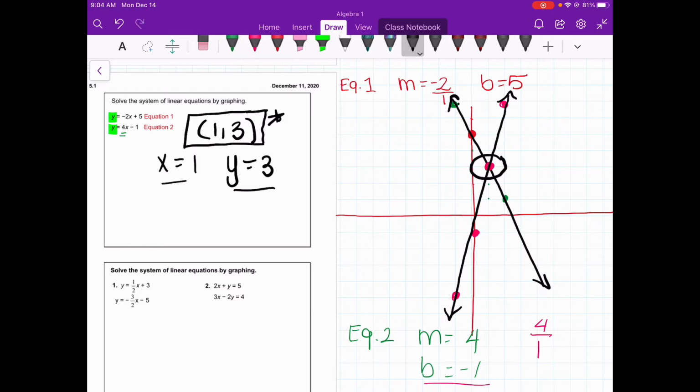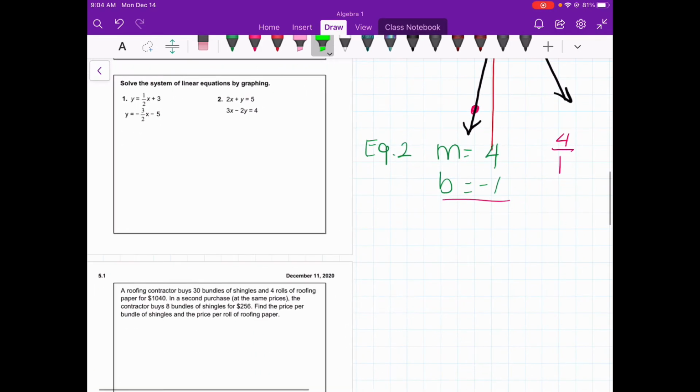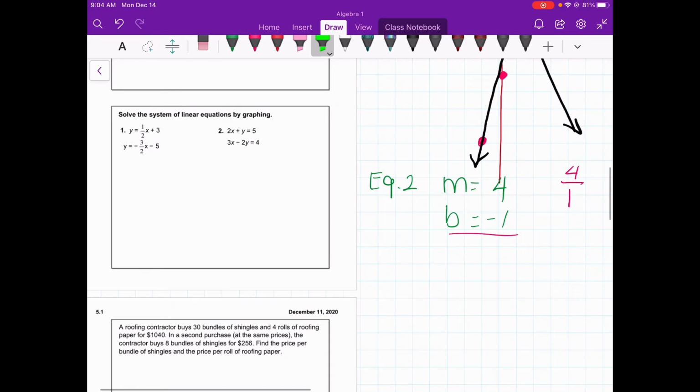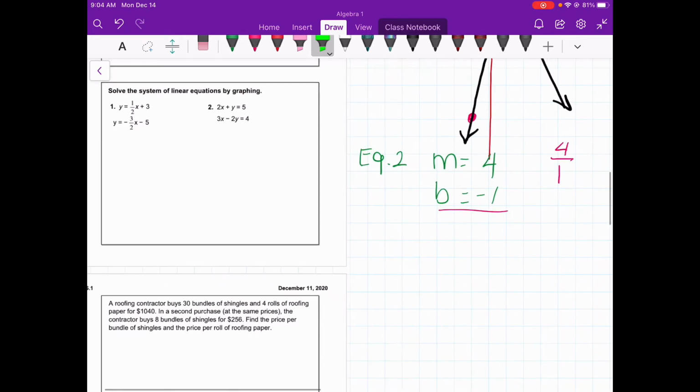And if you wanted to check, you would do the same thing we did in the problem where it asked you if the coordinate is the solution, where you plug 1 into x, you plug 3 into y, and you check if it's a true statement for both equations. Okay, I'll have you guys actually try number 1, and then I'll show you what to do with number 2.